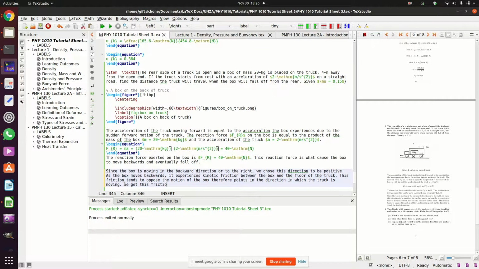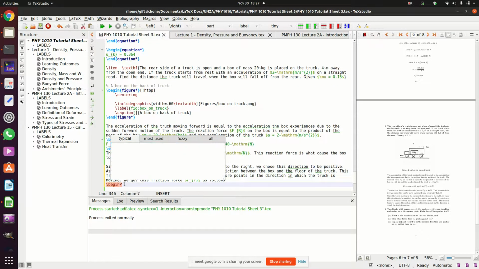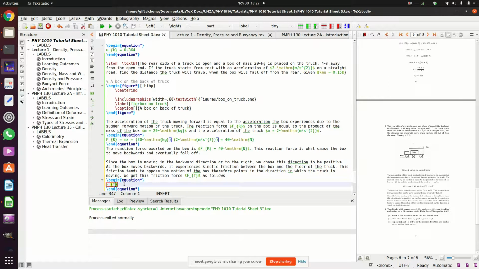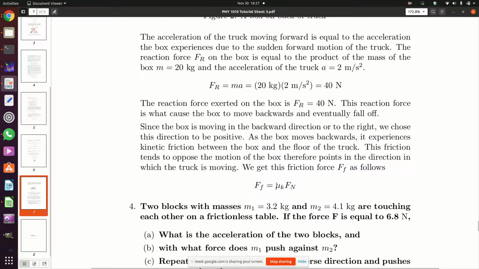Okay, so we get this friction force F_f as follows. Again, F_f is equal to the coefficient of friction, mu_k, times F_n, the normal force. You're familiar with this? Yes, it's familiar.